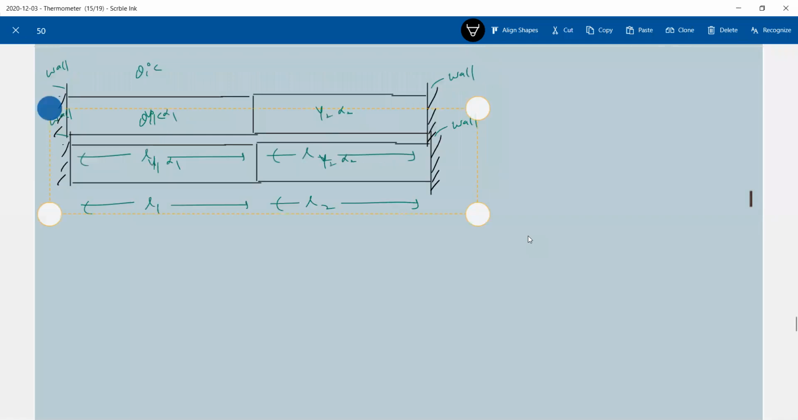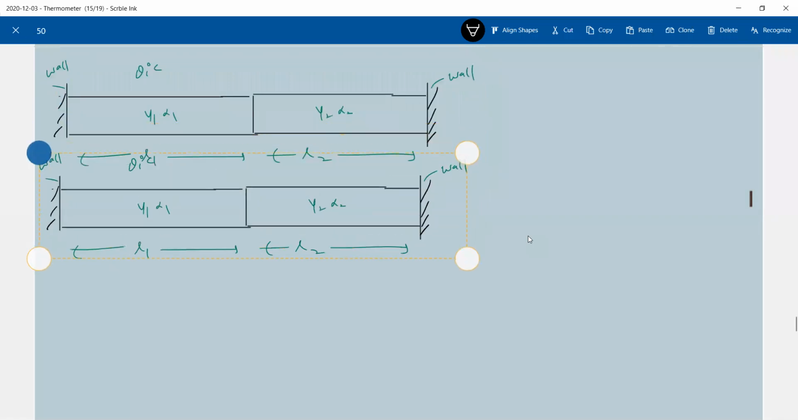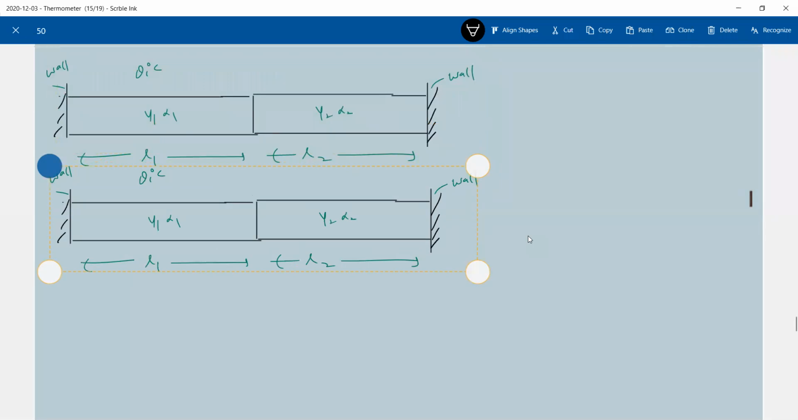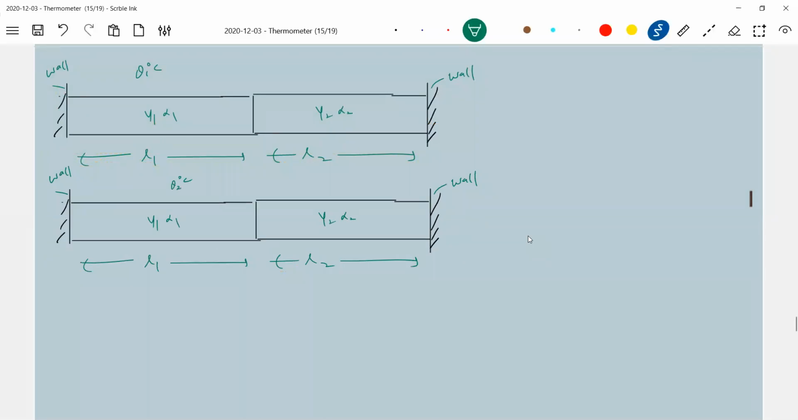Okay, don't get scared, it's very simple. So I'm going to increase the temperature now to theta 2 degrees Celsius. What do we expect? I think both the rods will expand, no? Say this is steel and this is copper. Due to the rising temperature, one will try to expand more compared to the other. So this will make the junction shift.